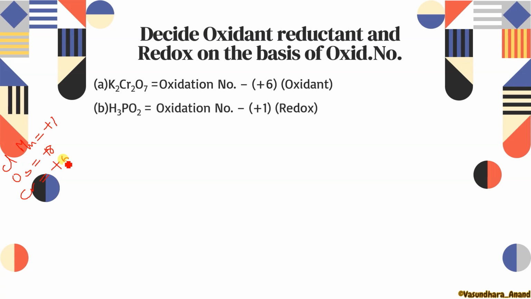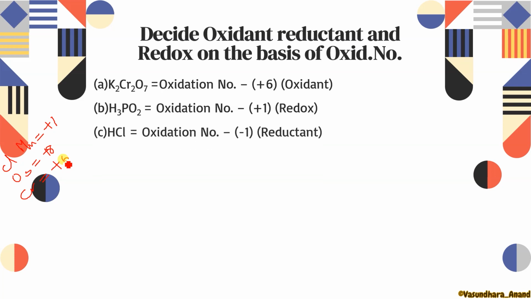Next is H3PO2. If you calculate the oxidation number, you will get +1. That means phosphorus can show a minimum of -3 and a maximum of +5, according to the formula I told you, from minus valency to plus valence electrons. So it is in between, that's why it will work as a redox. Redox means the same element will undergo oxidation as well as reduction.